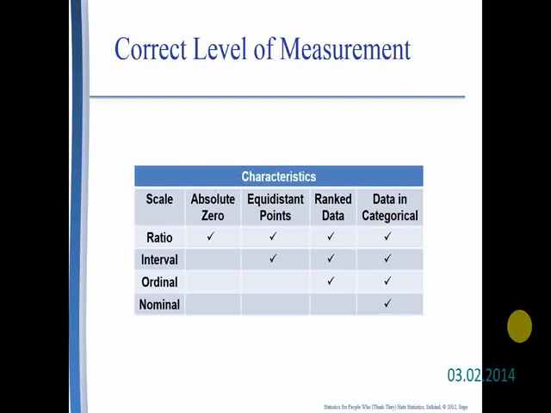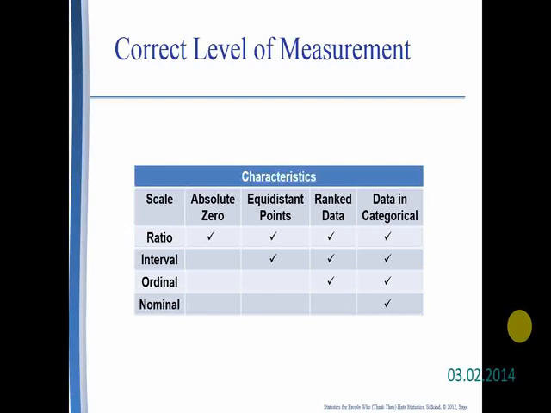So this brief table here will outline what those points are. A ratio level contains an absolute zero. It has equidistant points. It can be used for ranking, and it's a category. Five cigarettes a day is a category, as is zero. Interval lacks the absolute zero, but it is equidistant. It is in a rank, and again, it can be used for a category.